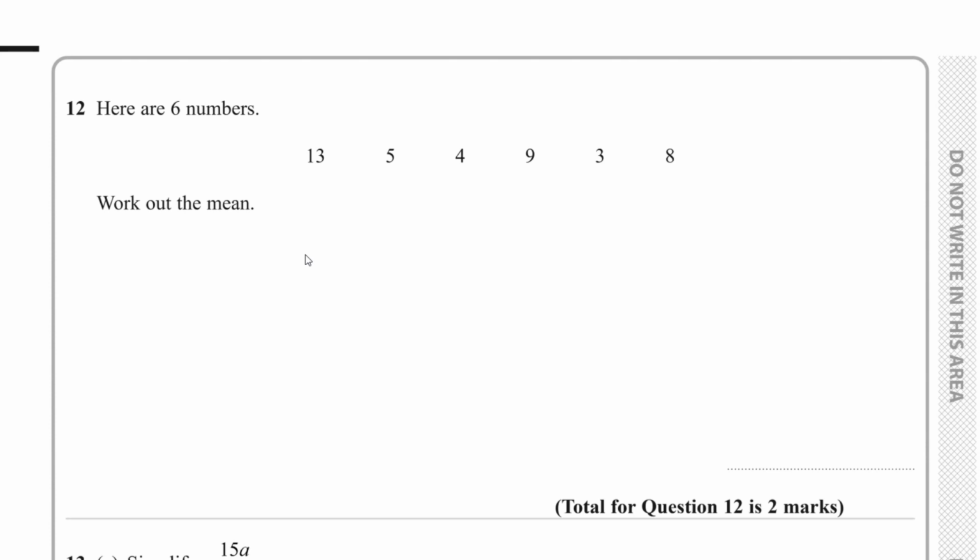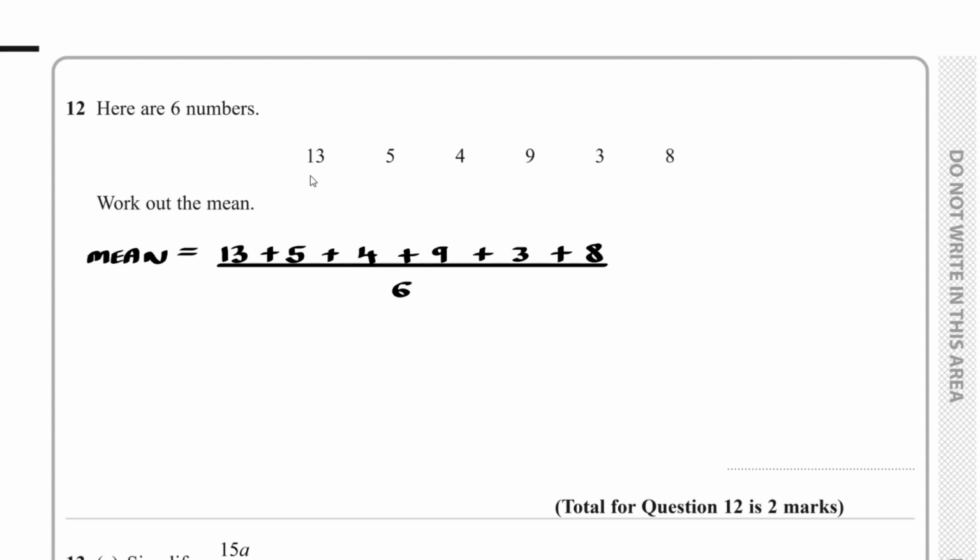Question number 12. Here are 6 numbers, 13, 5, 4, 9, 3 and 8. We have to work out the mean. For the mean, we need to begin by adding all the numbers together. So we have 13 plus 5 plus 4 plus 9 plus 3 plus 8. And then we divide by the number of pieces of data we have, which is 6. We've got 6 numbers. So on the top we get 42, on the bottom we've got the 6, 42 divided by 6 is 7, so the mean is 7.